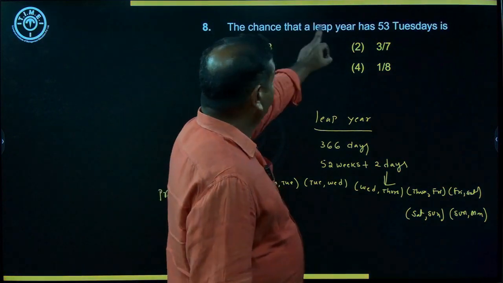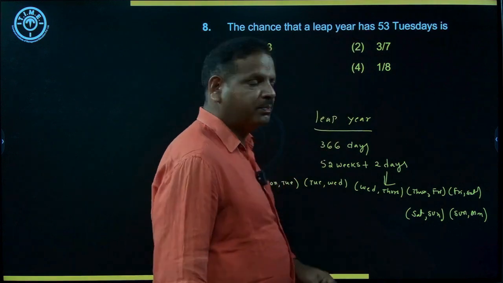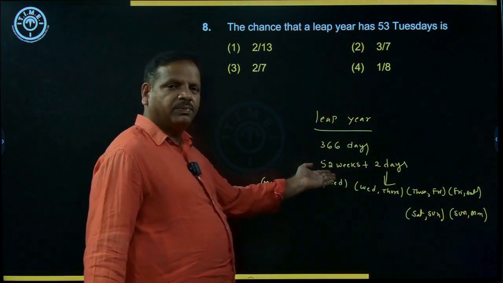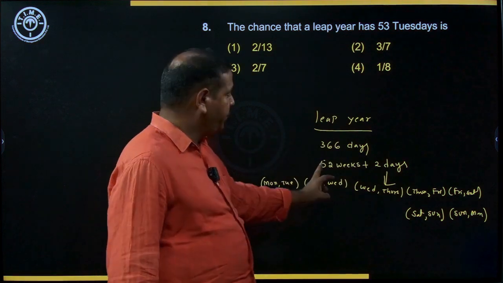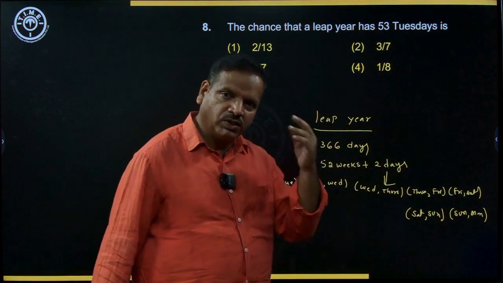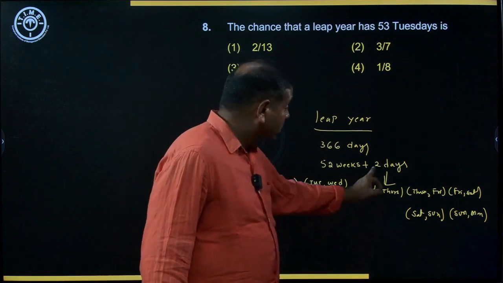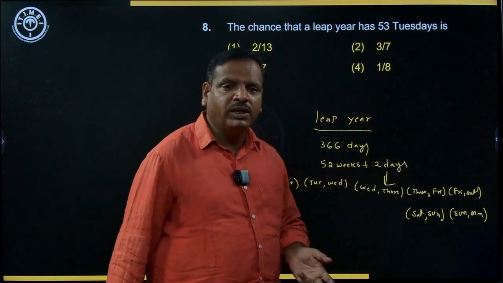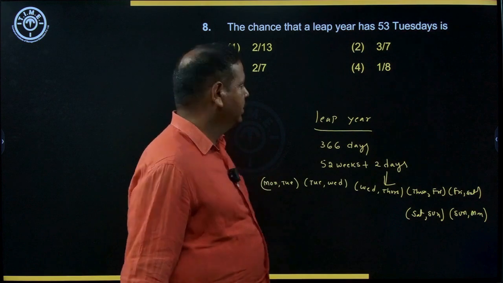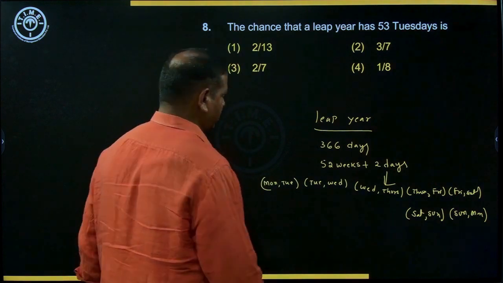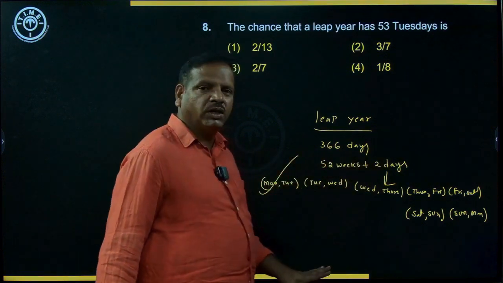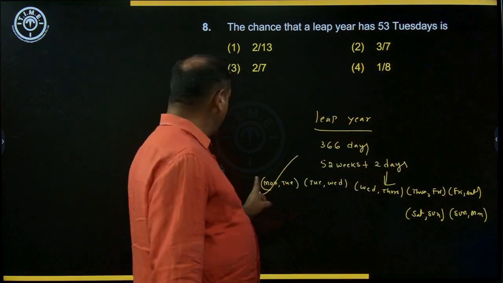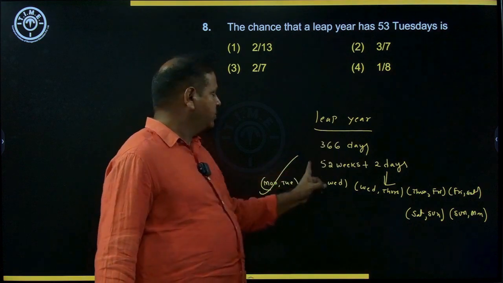What is said in the question? There must be 53 Tuesdays. Already 52 weeks are there in that particular leap year, so 52 Tuesdays have come. In the remaining 2 days, one of the days must be Tuesday. Which choices have Tuesday? Monday, Tuesday. The remaining 2 days are Monday, Tuesday. Tuesday is there, so 52 plus 1, 53 Tuesdays.